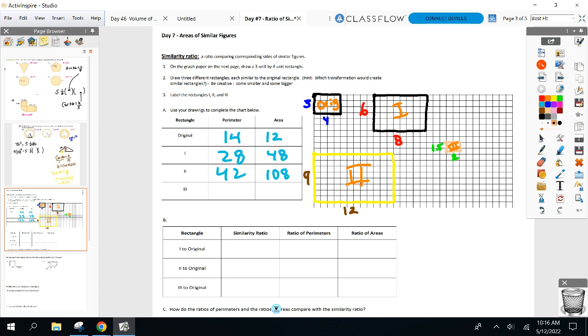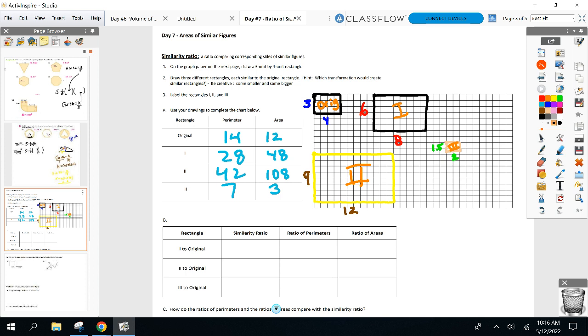What do you notice about the perimeter? What is it this time? Half. It's 7, right? Which was half. Perfect. It was half my original. And what about the area, though? What was the area? 3, right? Not half of 12. I would have predicted 6, but it ended up being 3.